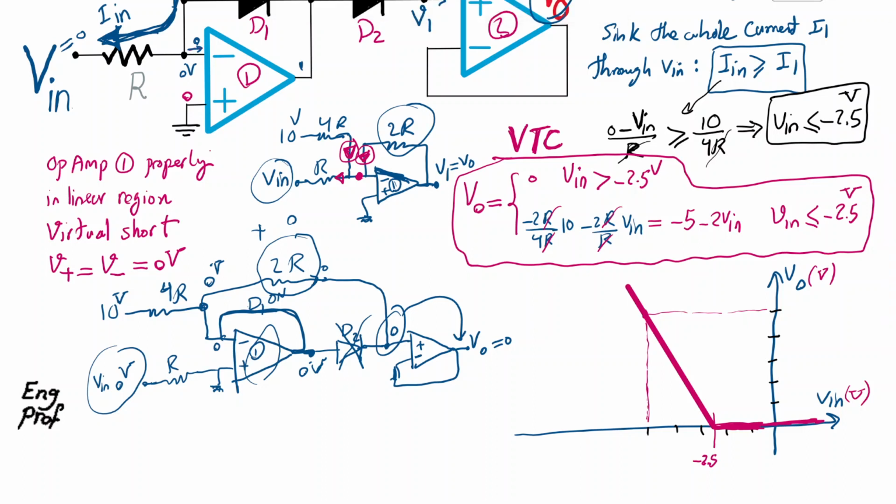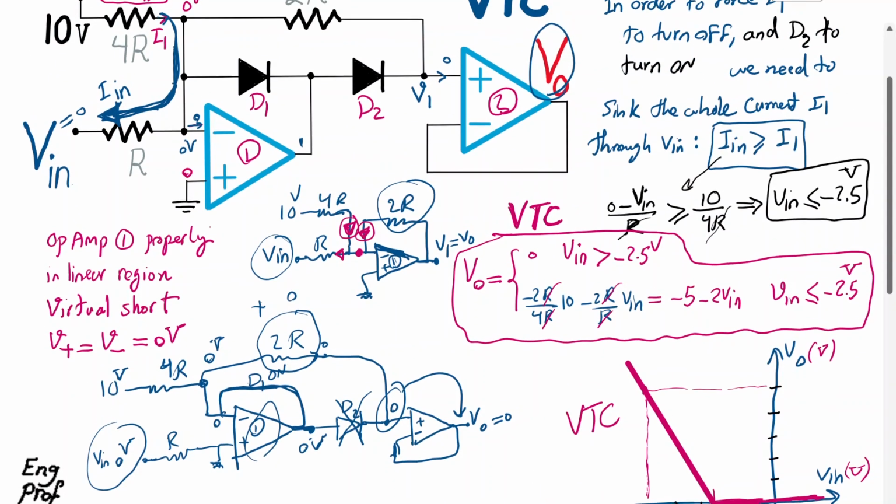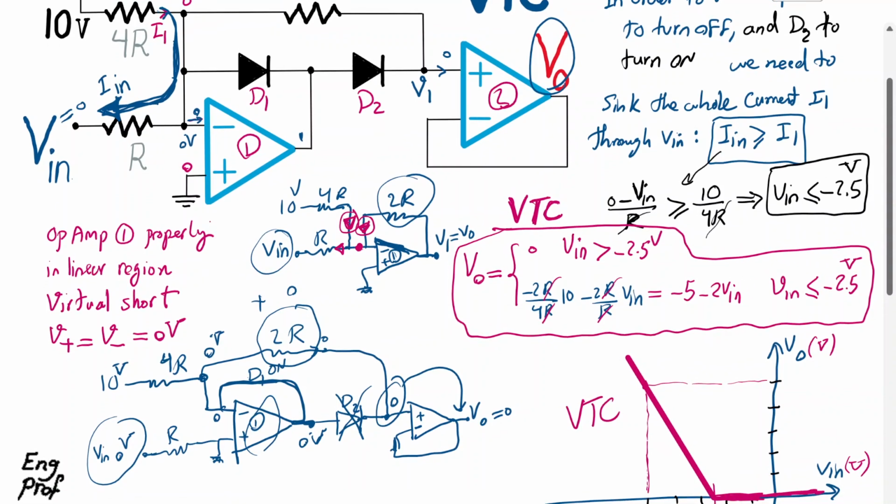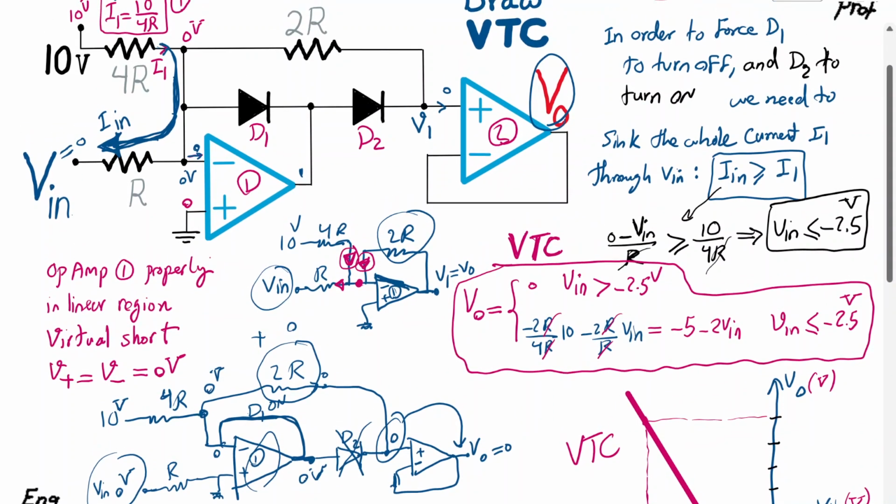Voltage transfer characteristic. It's now clear how the circuit is working, and it's basically shifting the level of the signal and also then applying a gain of -2 to the input, when we are properly below the threshold voltage of -2.5 at the input.